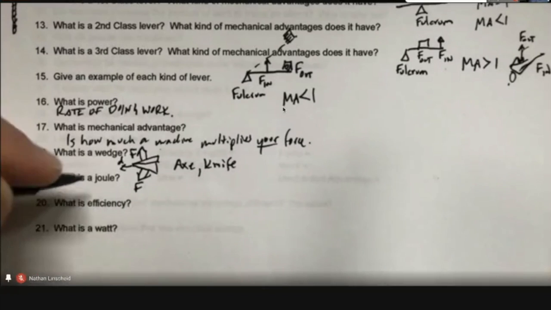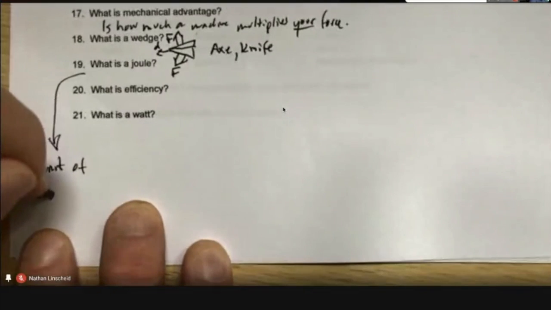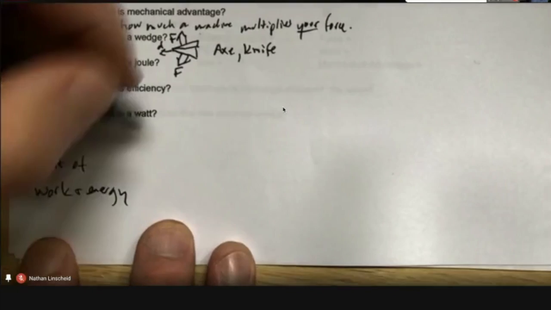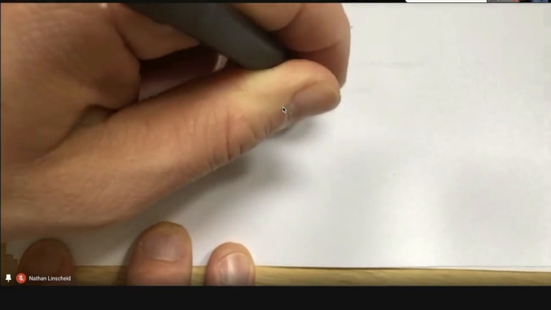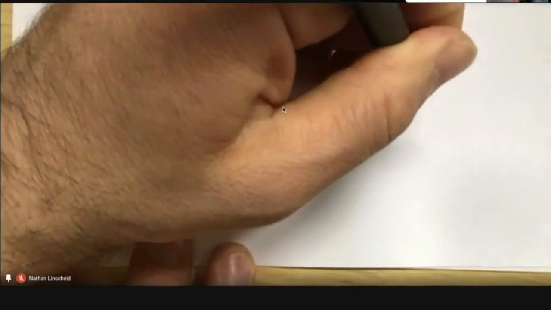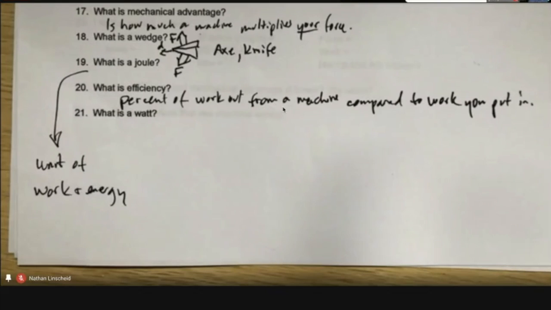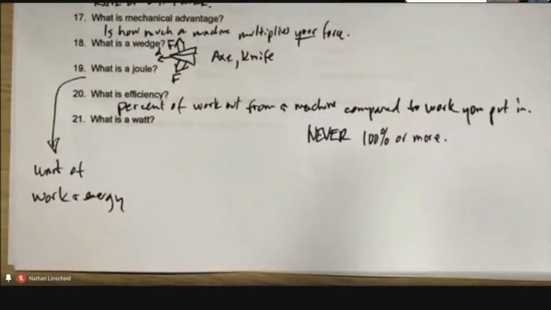All right, a joule. A joule is the unit of work and energy. Efficiency is the percent of work that you get out from a machine compared to work you put in. All right. Efficiency can never be 100% or more. Your efficiencies of any machine will always be less than 100%.